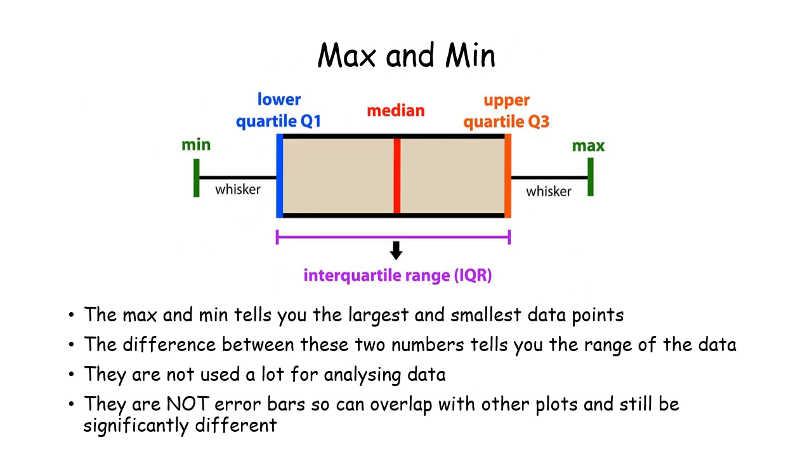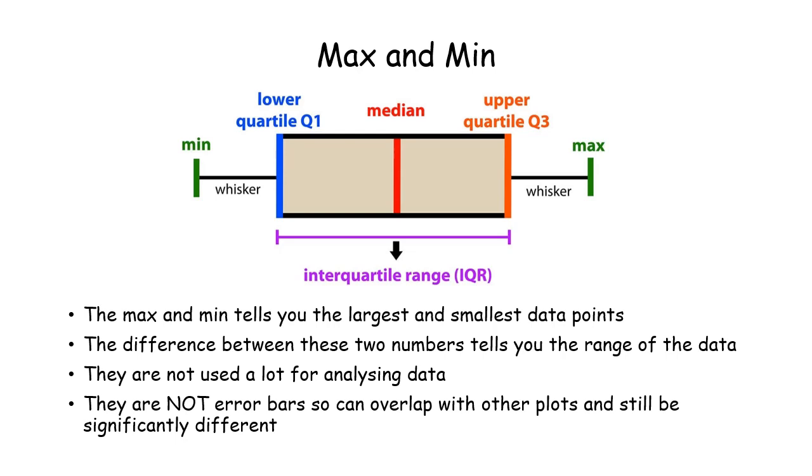Now the max and min values tell you the largest and smallest data points collected during your experiment. We call the difference between these two numbers the range of the data. If the range is very high, then that could mean that your data is very reflective of the sample, or it could also indicate that there is a high degree of variation within your population.